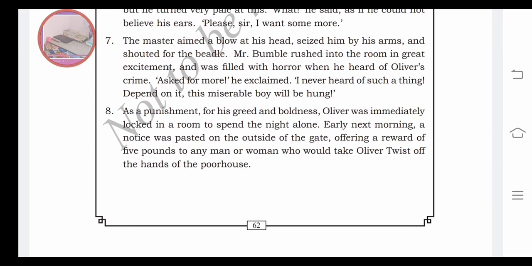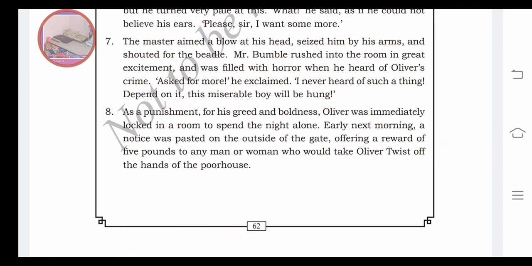Okay, so when he went, he said you should give a severe punishment to this child. So when he said that, Mr. Bumble did, okay, go and lock him in a dark room. So they did that. What happened in the early morning? Early morning, there was a notice near the Poorhouse. What was mentioned in that?